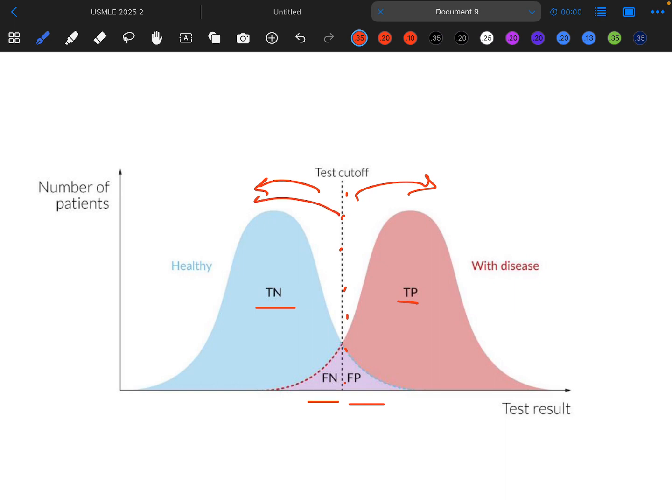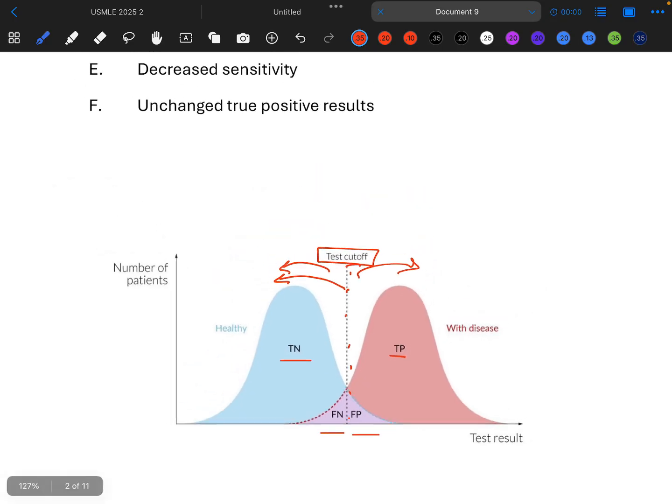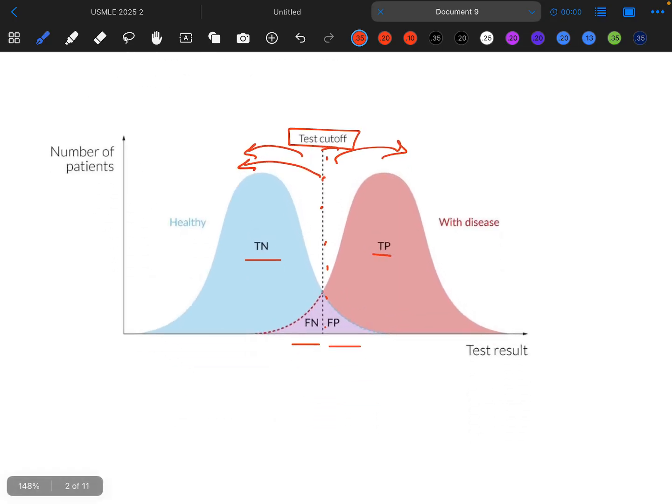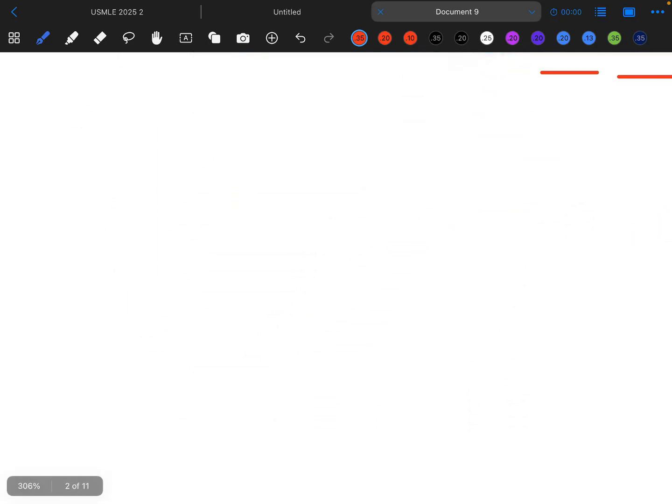First we have to go with this diagram. For example, if you know about this graph, this is the test cutoff value. The values here are true negative, and here is true positive. In between is a false positive, and this overlapping is a false negative.